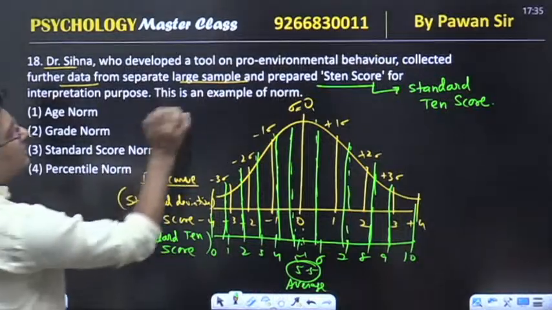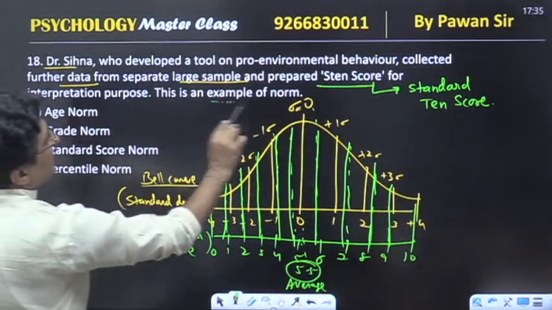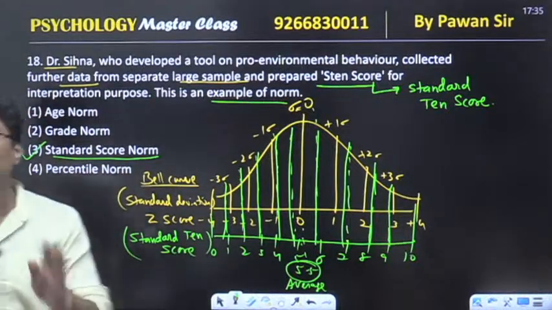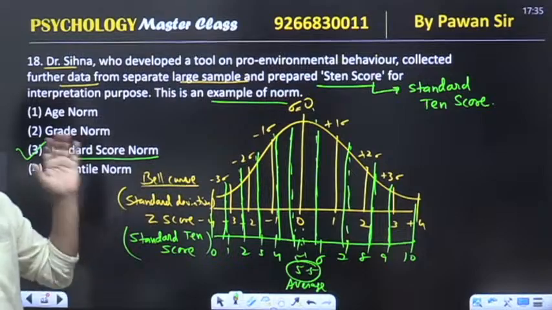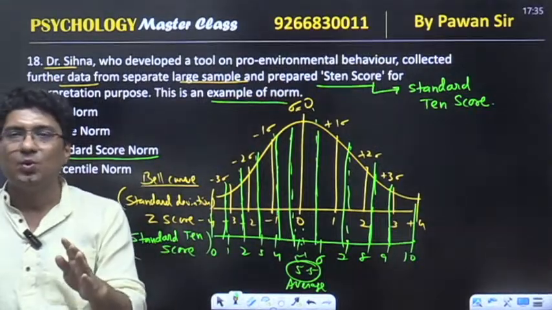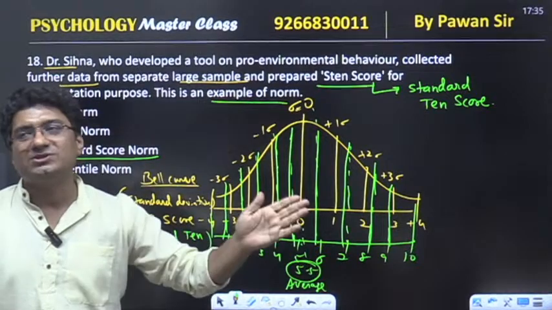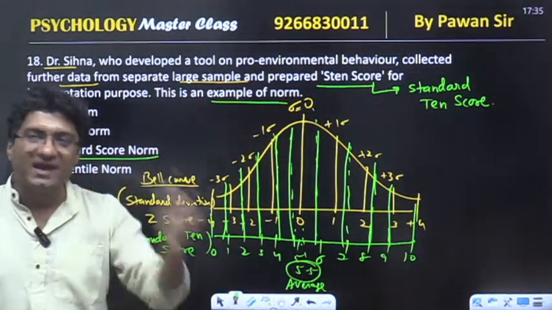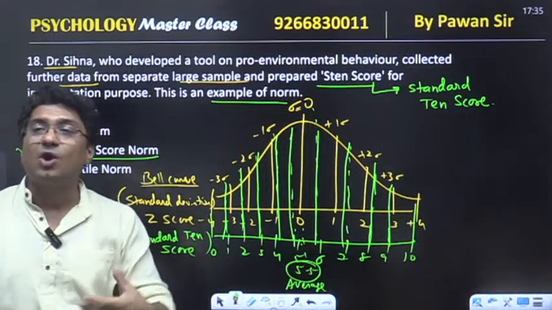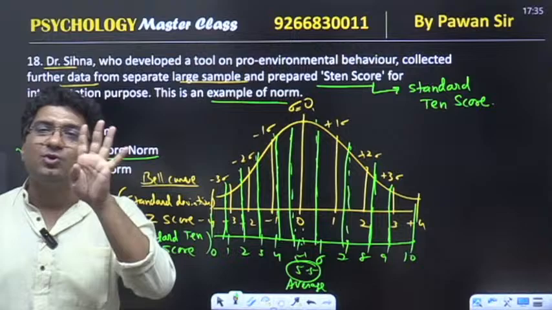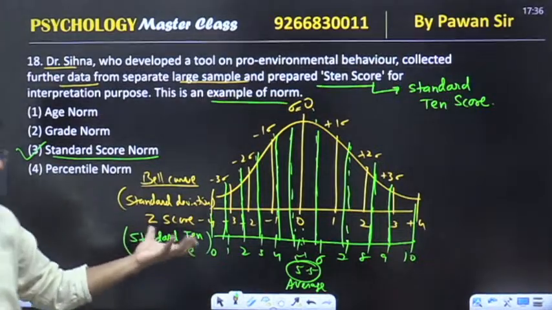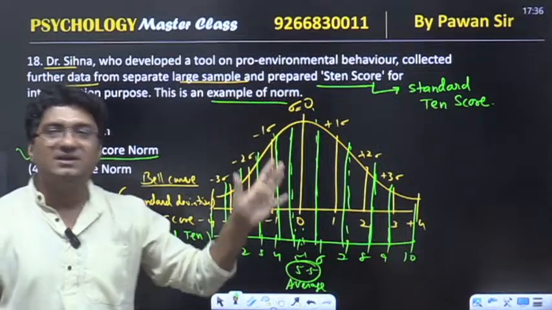So the S10 score is an example of a standard score norm, where we are dividing the whole data into 10 standard scores. Similarly, the whole data can be divided into 9 standard scores, and then it will be called STAN9. The whole data can be divided into 100 standard scores, and then it will be called percentile. It can be divided into 4 standard scores, then it will be called quartile. So these scores will be divided into various standard data.